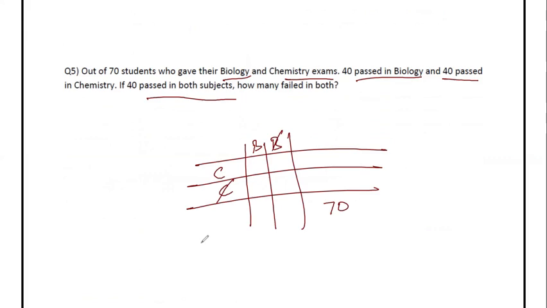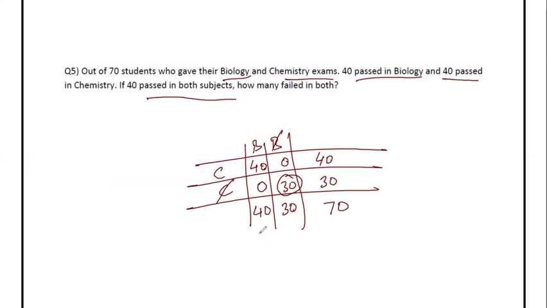So out of the 70 who gave their biology and chemistry exams, 40 passed in biology. So 30 out here. And 40 passed in chemistry. So 30 out here. If 40 passed in both the subjects, how many failed in both? So now we know this is 40 and this is 40, this is 0. We know this is 30, that is 0, so this is 30. And we know this is 40, then this has to be 0. Therefore, the answer is how many failed in both is 30.